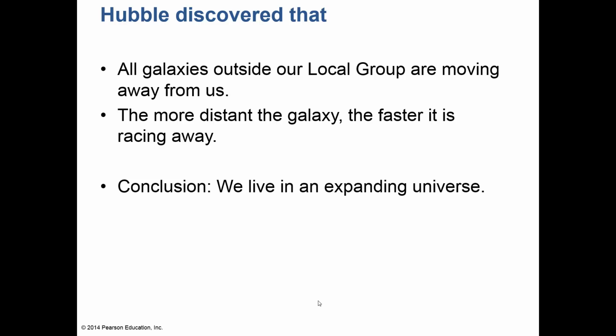All galaxies outside of our local group of 24 galaxies are moving away from us. The more distant the galaxy, the faster it is racing away, and we call that Hubble's law. So if the galaxy is very far away, it's moving very fast away from us. And the conclusion is we live in an expanding universe.